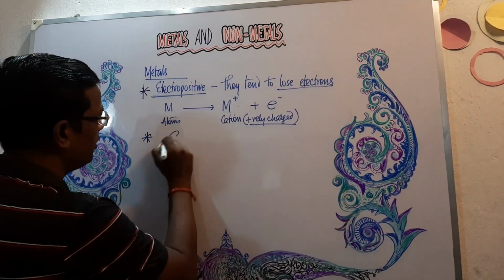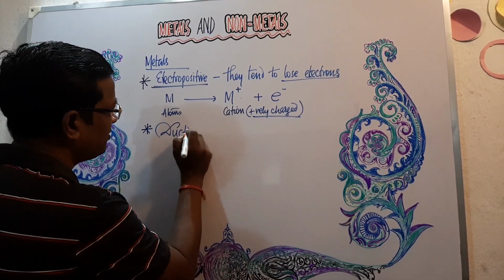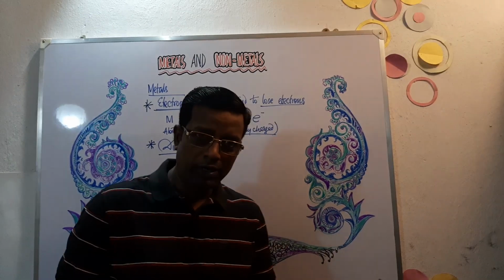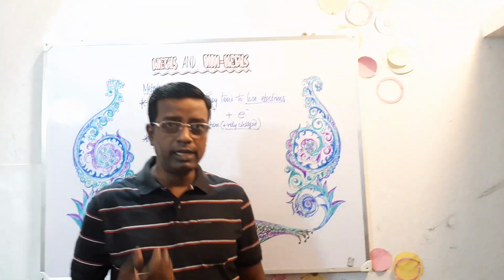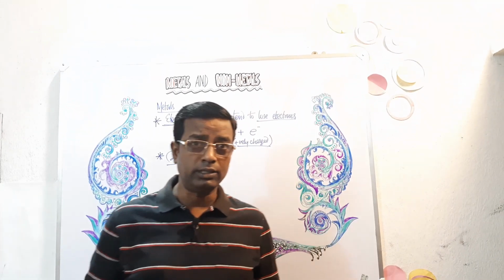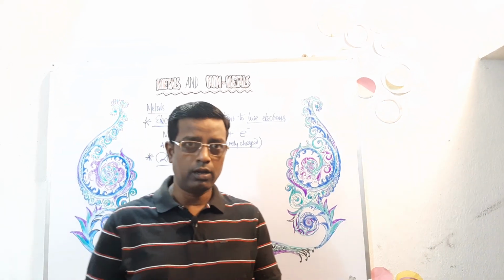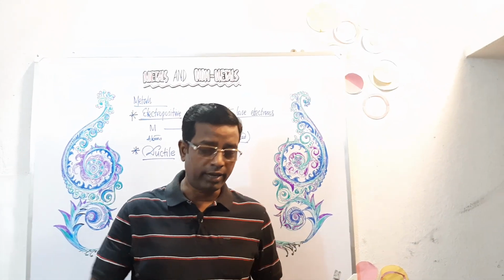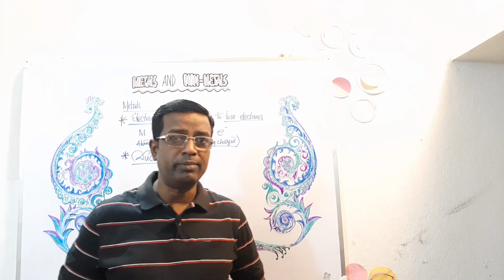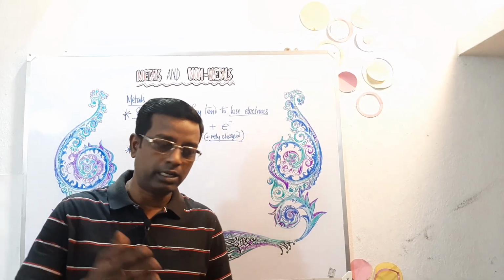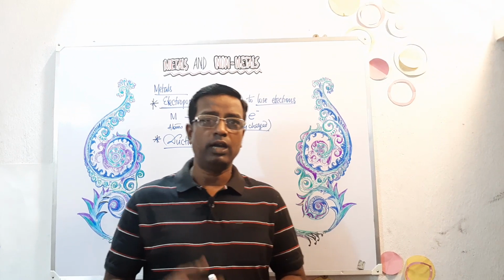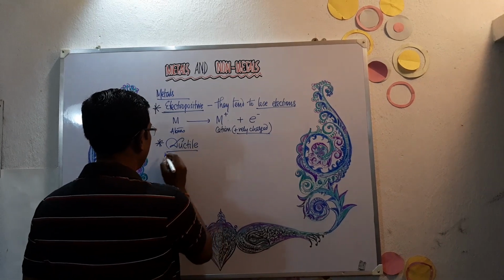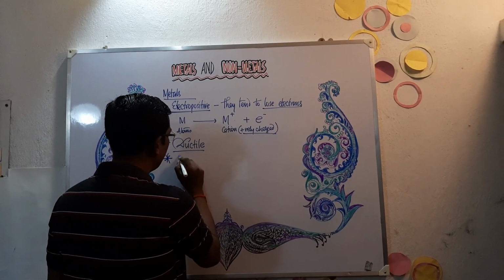Metals are ductile. D-U-C-T-I-L-E. Now, what is that ductility property? Ductility is the property which allows a metal to be drawn into a long, thin wire. We can stretch it. That stretching capability is there with metallic substances, especially iron, copper, aluminium, silver, gold. They can be stretched. They are highly ductile.